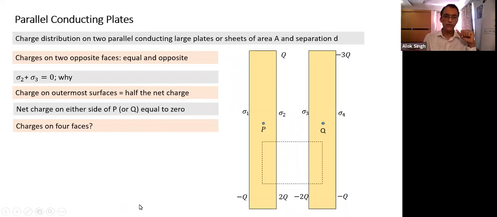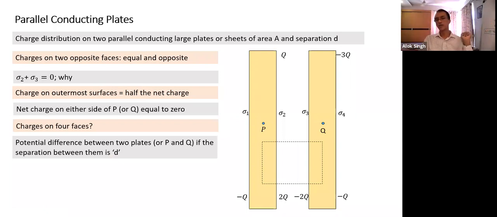So how do we arrive at the charge on four faces? Half the net charge goes to the outer surfaces, and then we have the left plate and right plate. If I add one more question here, what is the potential difference between the two plates? Or I can also say, what is the potential difference between points P and Q? Anywhere on the plate, the potential is the same. So can we find the potential difference between points P and Q, or between the two plates, if the gap between them is d?